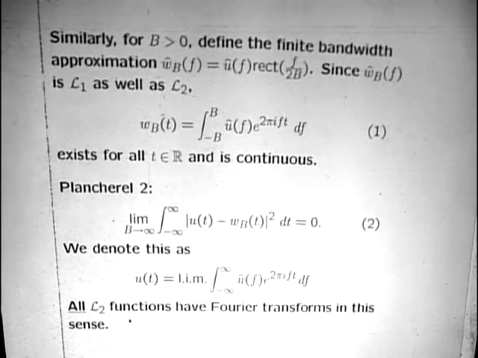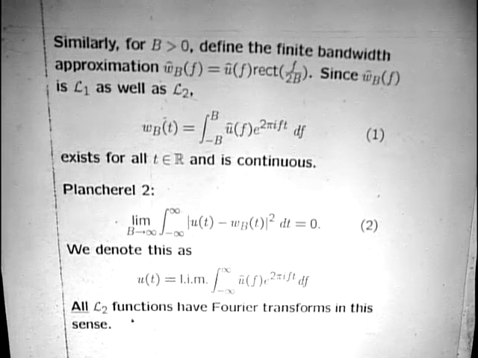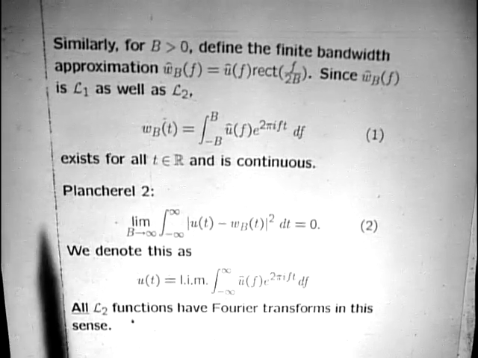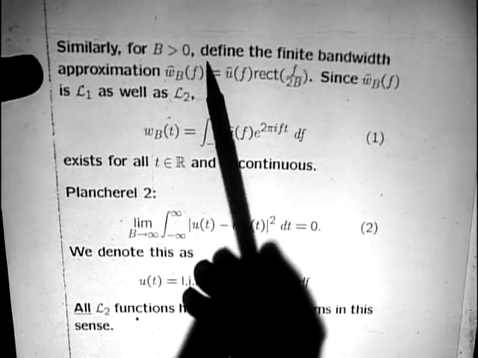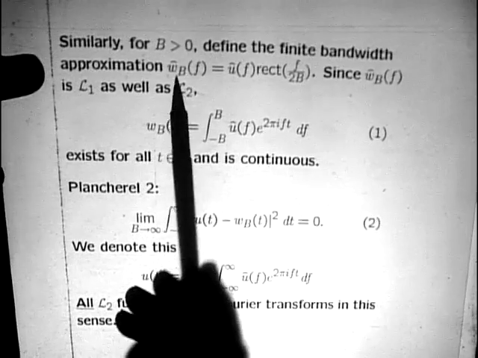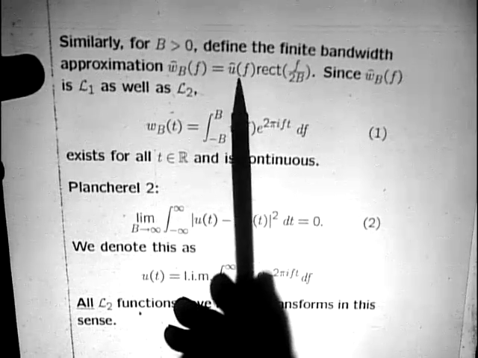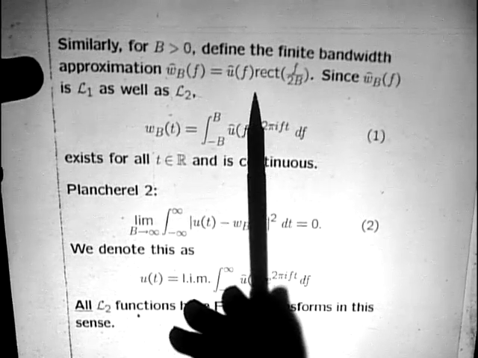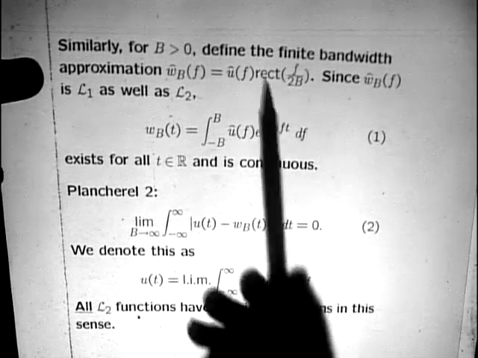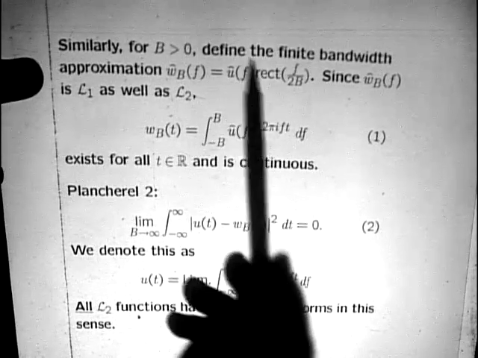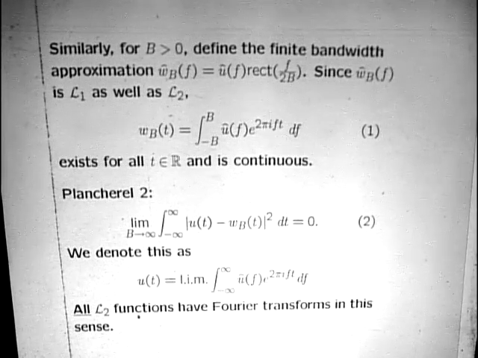Okay, well, because of time-frequency duality, you can do exactly the same thing in the frequency domain. So you start out defining some b, which is bigger than 0, which is arbitrarily large. You define a finite bandwidth approximation as w hat sub b of f. I mean, we now know that u hat of f exists, and it's an L2 function. It's u hat of f times this rectangular function of f over 2b. In other words, it's u hat of f truncated to a big bandwidth, minus b to plus b.